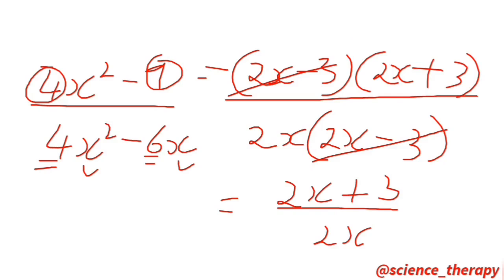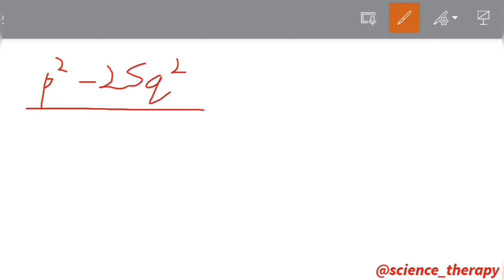Now let's have a look at another one. Let's say this time around we are given p squared minus 25q squared over 3p squared minus 15pq. We look at the numerator, and once again we have a difference of two squares. Our 25 is a perfect square.